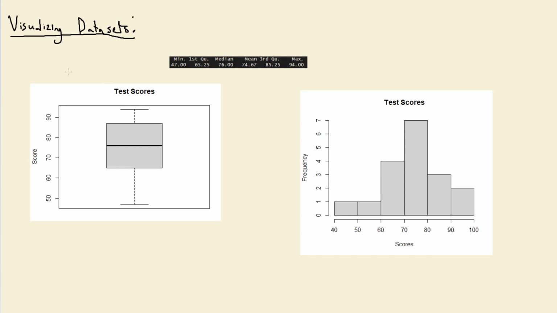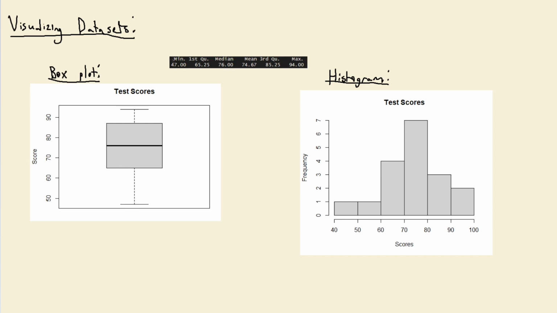Here I created a data set, which is just some imaginary set of scores, quite similar to the ones we talked about earlier. And I plugged them into R to create both a box and whisker plot, that's going to be this one right here, and a histogram. These are two very common graphs that show up in statistics a lot. And what do these graphs actually tell us?